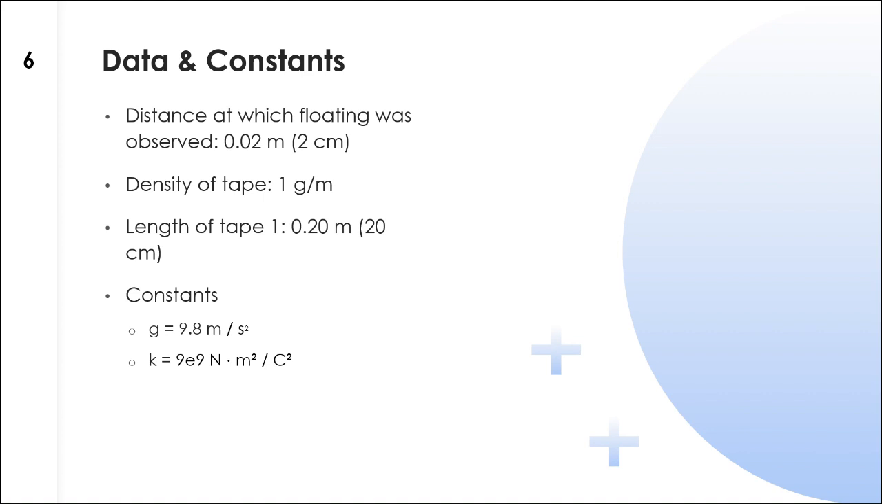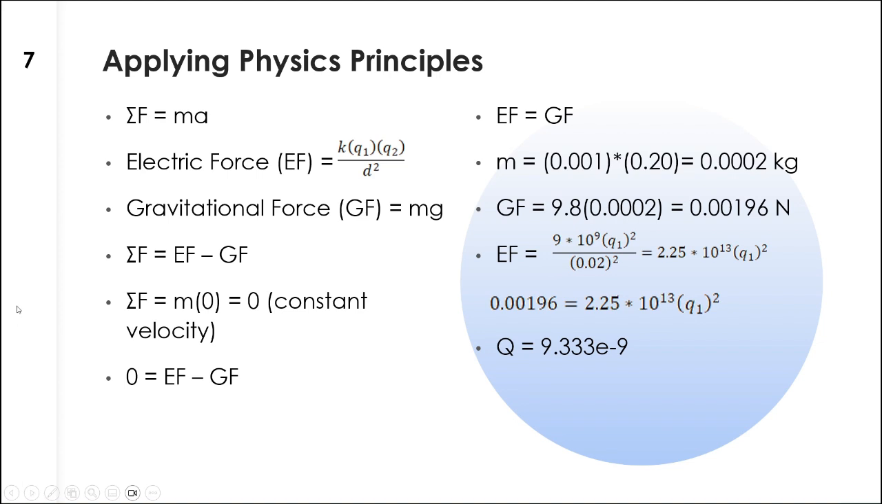So some data and constants: the distance between the tapes at which point floating was observed, so when tape 1 started moving upwards, was 0.02 meters. Density of tape is 1 gram per meter. The length of tape 1 is 0.2 meters, and our constants are as follows.